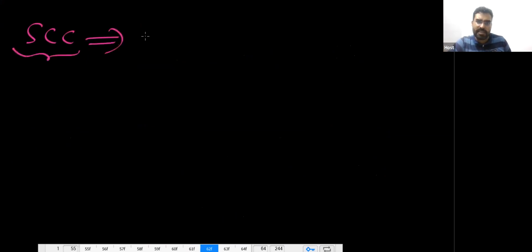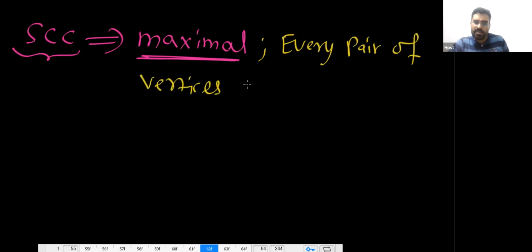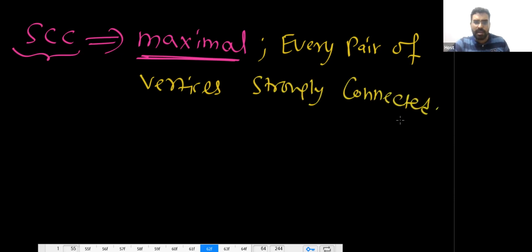Remember, this must be maximal. Please understand, a strongly connected component should be maximal. Many students make this mistake. Basically every pair of vertices is strongly connected, and this must be maximal.